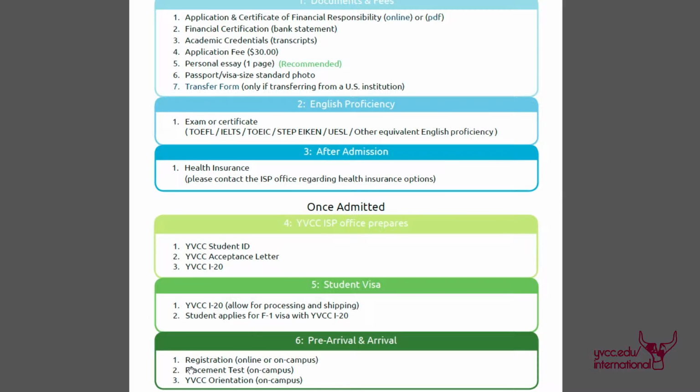Finally, you can register for classes online. Then when you arrive here, you'll take a placement test, which will tell you where you need to be for English or math. Unless you're a transfer student, you won't have to take that. And then you'll do an orientation for international students.